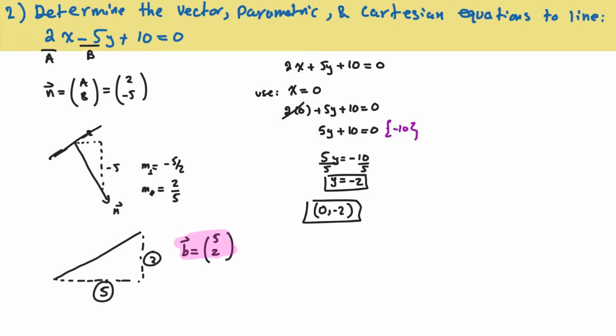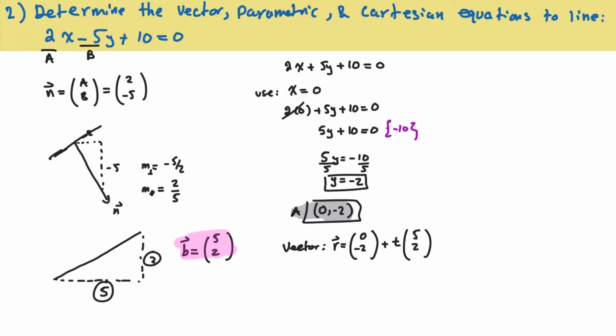This is going to be our starting point. I'm going to let it be point A, and we can start writing all our equations. In vector form, we are going to start with our point, which is (0, -2). And again, this point could be any other point on the line. It doesn't have to be (0, -2). Plus some parameter multiplied by the direction vector, which is (5, 2) here.